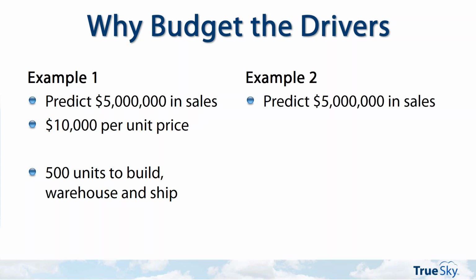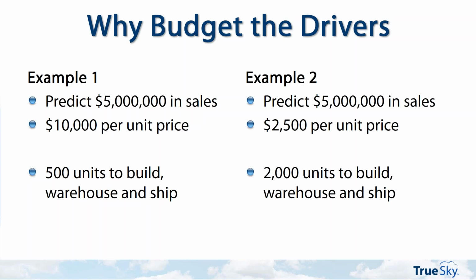However, same prediction. Your people are predicting $5 million in sales. And again, if that's all you're capturing, no big deal. But what you don't know is that the sales group is now thinking, we're going to drop our unit price to $2,500 per unit, which now means you've got 2,000 units to build, warehouse, and ship, which means you've got 4 times the volume. That 4 times the volume has a huge effect on your bottom line. You may have to run another production line to meet the volume. You may have to hire more staff to run those production lines.